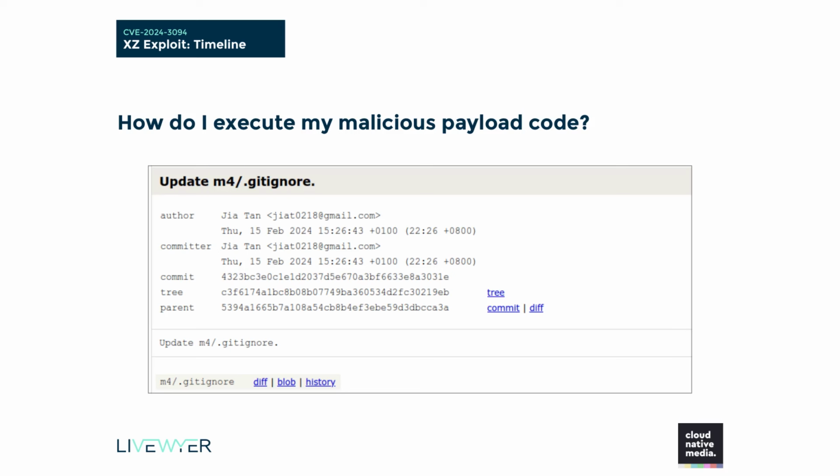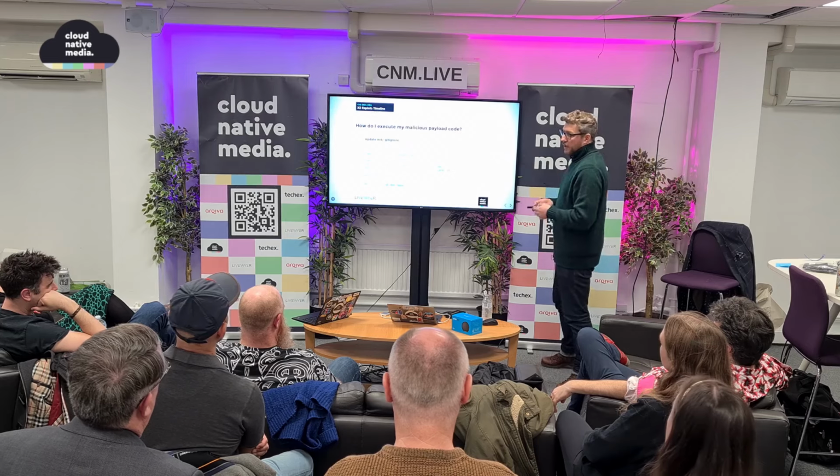So now we have a place where we can stick ones and zeros in the repo that everyone assumes is just random data as part of a test archive. But how do I execute my malicious payload code?